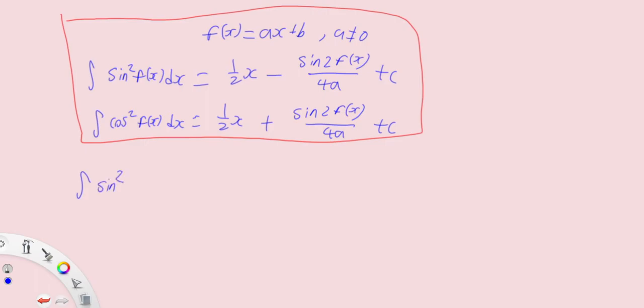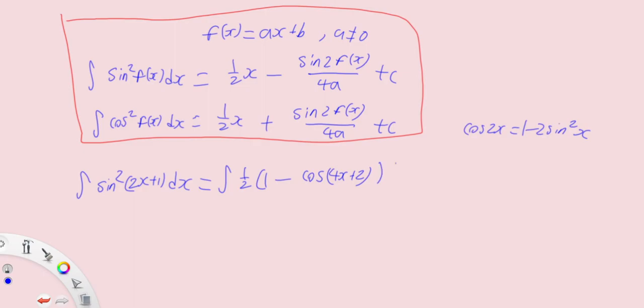Let's say I have sine square of 2x plus 1. You don't really have to remember the formula, you can always just express it in terms of the double angle. We have cosine 2x equals 1 minus 2 sine square x, so in my head, I have half of 1 minus cosine of 4x plus 2, because 2 times 2x plus 1 equals 4x plus 2, dx.